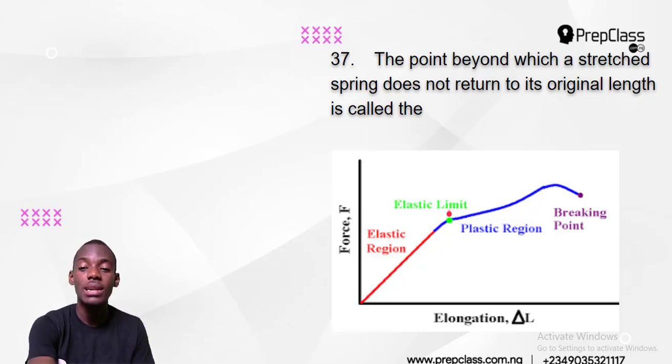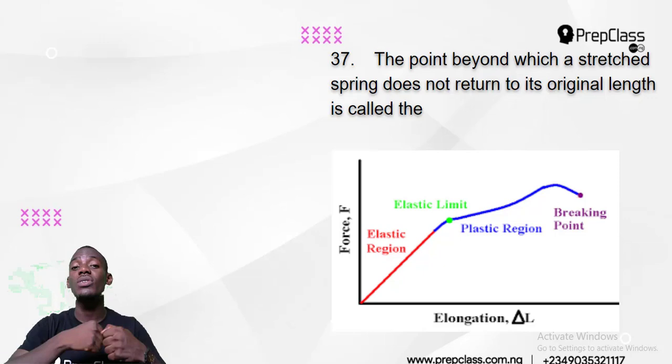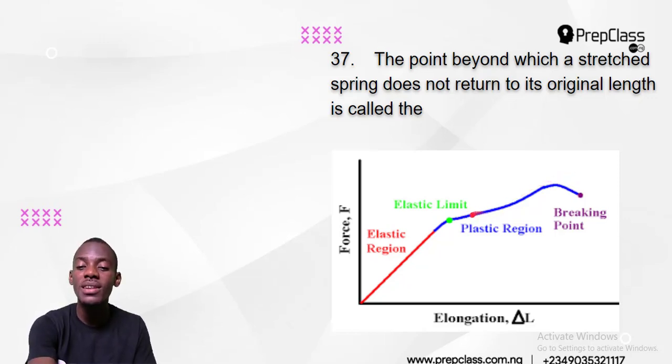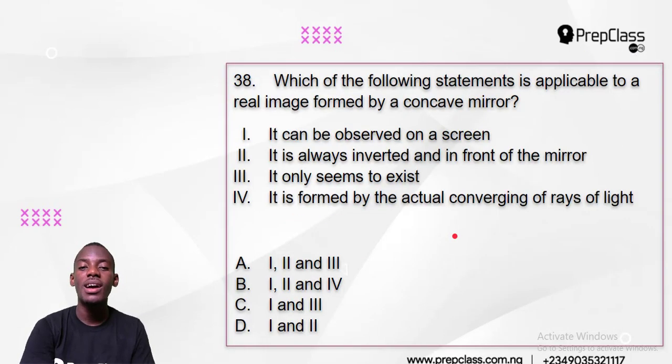Now, we have the breaking point. The breaking point is the point that if you keep stretching and stretching beyond the elastic limit, the rubber will snap or break into two. It's also called the fracture point. But the elastic limit is the limit where the rubber will not return to its original length, and that's the answer to the question: elastic limit. Let's look at number 38.